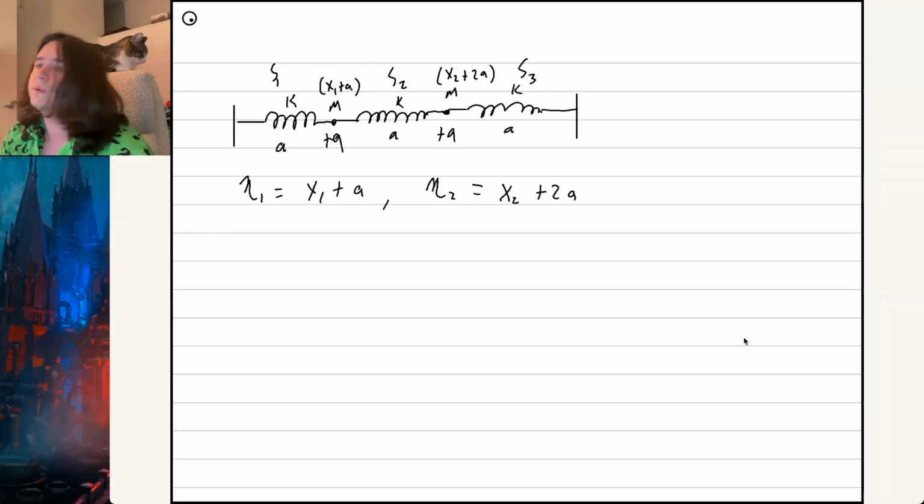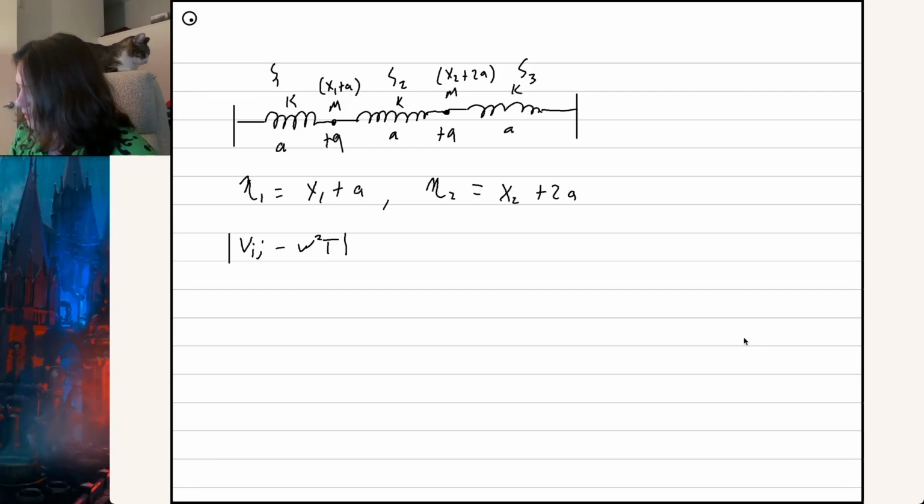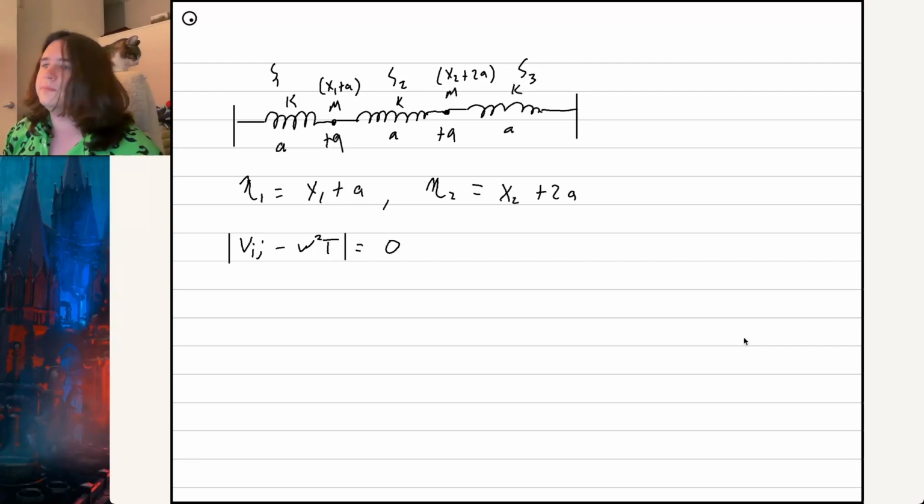So to find eigenfrequencies, actually we don't even have to find the eigenfrequencies. All the problem says is that we need to set up the secular equation to find the eigenfrequencies. And that secular equation is this: the determinant of the potential energy matrix minus omega squared times the kinetic energy matrix is 0. That's what we're solving. What actually are those tensors?